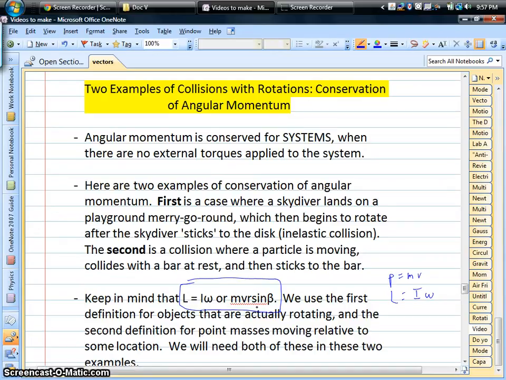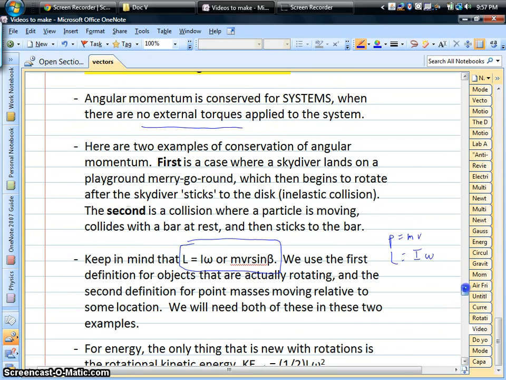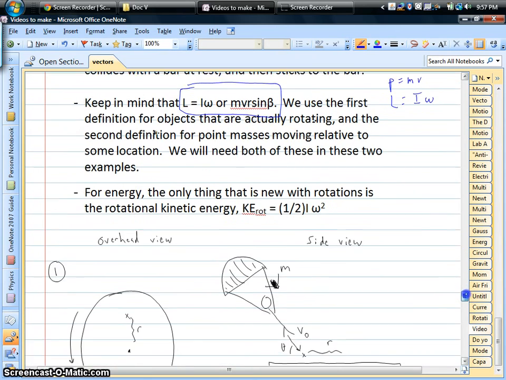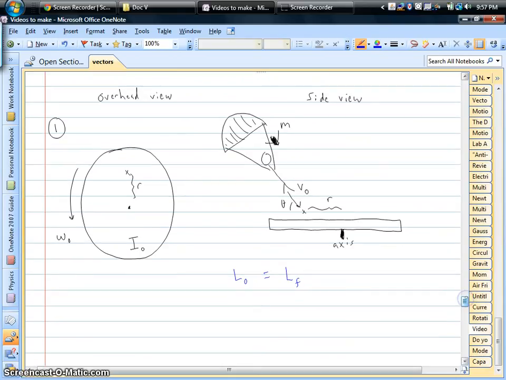Now, conservation of angular momentum happens when there's no net torque, no external torque acting on some system. Remember, momentum of any kind is conserved for systems, not individual objects. So, one of the cases that we have is something like this. Imagine if you're on a playground and you have one of those big spinning discs, like a little merry-go-round. You know, kids sometimes will run and jump on them, or they're on them to begin with, and it's spinning, and they jump off, and the disc spins faster.